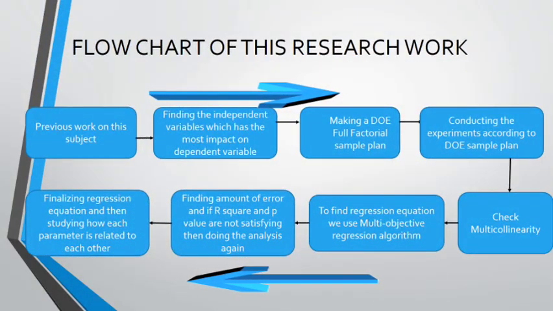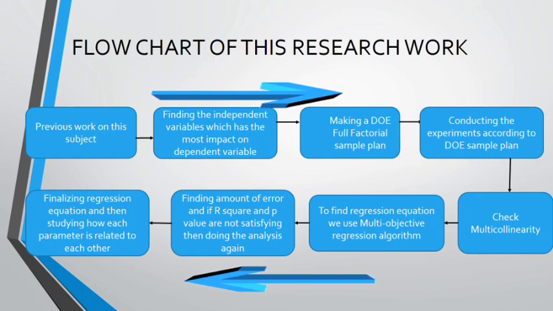But now we'll do some important analysis for this research work. This is our flow chart. First of all, we have studied the previous work on this subject. Now we'll find the independent variables which have more impact on the dependent variable, which is the distance traveled by the e-rickshaw. We'll make a complete DOE full factorial sample plan. Before any research or any analysis, we have to create a sample plan and then do research accordingly. We'll conduct the experiments according to the DOE sample plan.